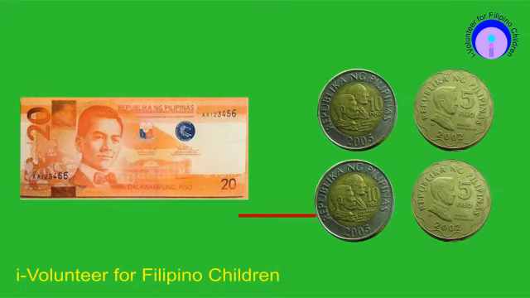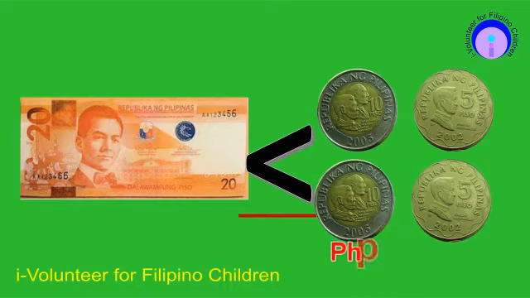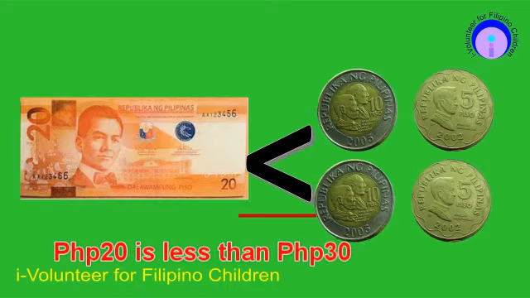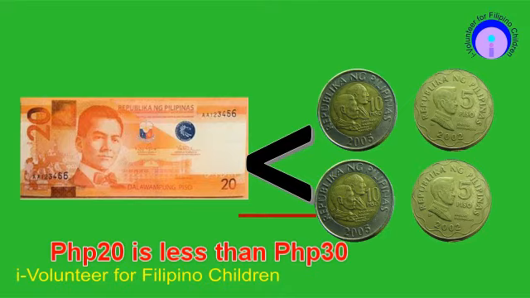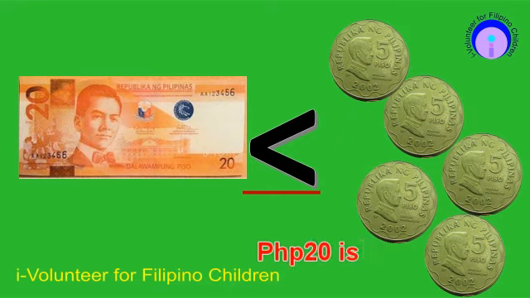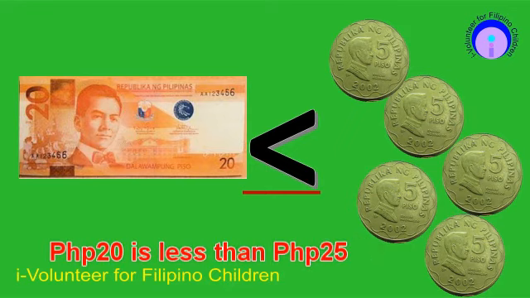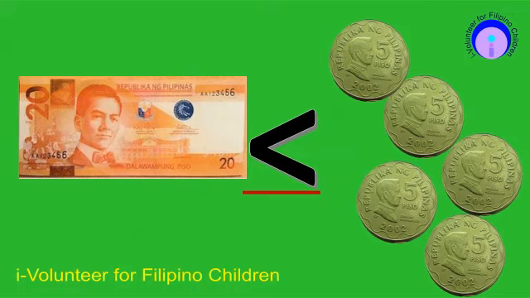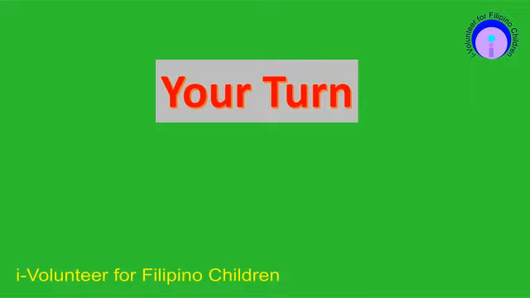How about this one? 20 pesos is less than 30 pesos. How about this one? 20 pesos is less than 25 pesos. Now it's your turn to compare two groups of money.